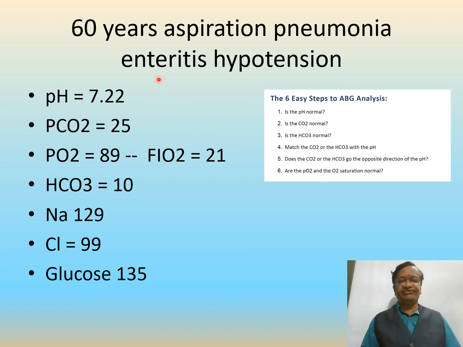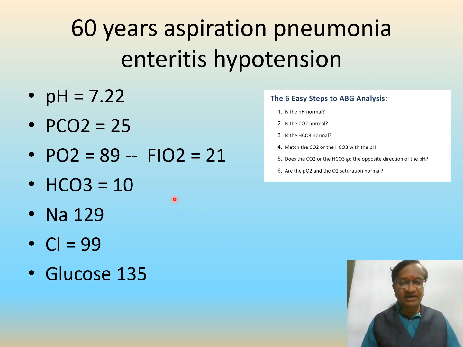pH is normal? No, acidosis. PCO2? Yes, which is very less. Bicarb is less. So it is a metabolic acidosis. What should be the compensation now? 1.5 into bicarb plus 8. 15 plus 8, 23. Slightly PCO2 is high. Now we see 129 minus 109. Add this. So it's around 20.